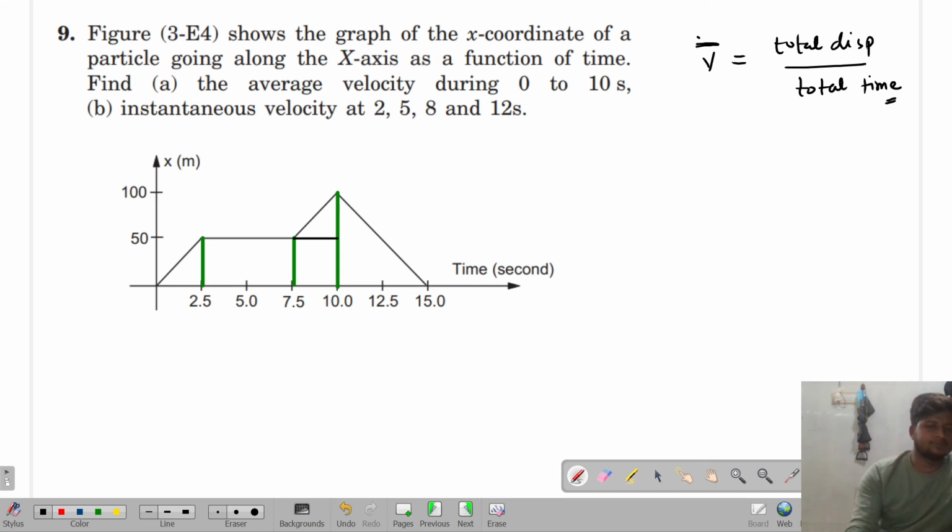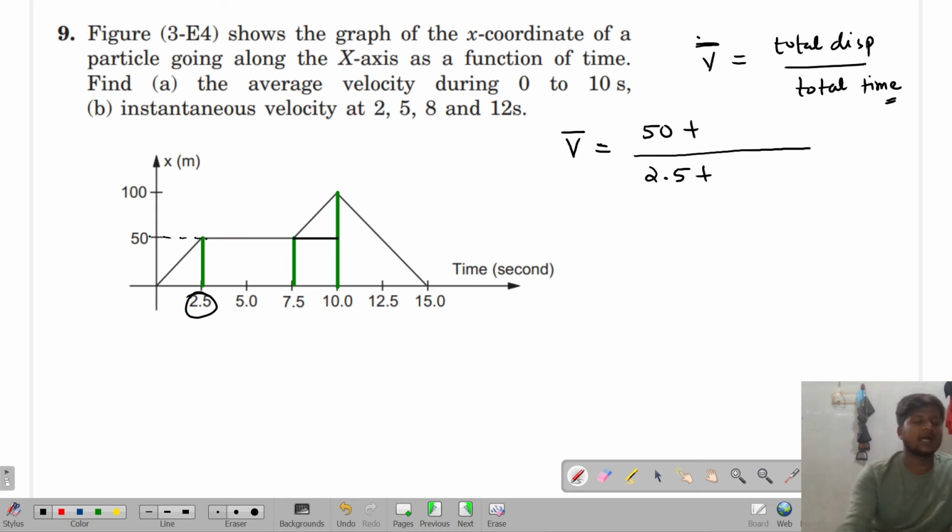Now look over here. What has happened? Till 2.5 seconds, the displacement traveled by the body is how much? 50. First write over here: till 2.5 seconds, what is your displacement? 50 meters. Yes or no? Now give the addition symbol. Now what is happening from 2.5 to 7.5? Try to understand that the particle is at rest. If I am saying that from 2.5 to 7.5 seconds, the particle is at rest.